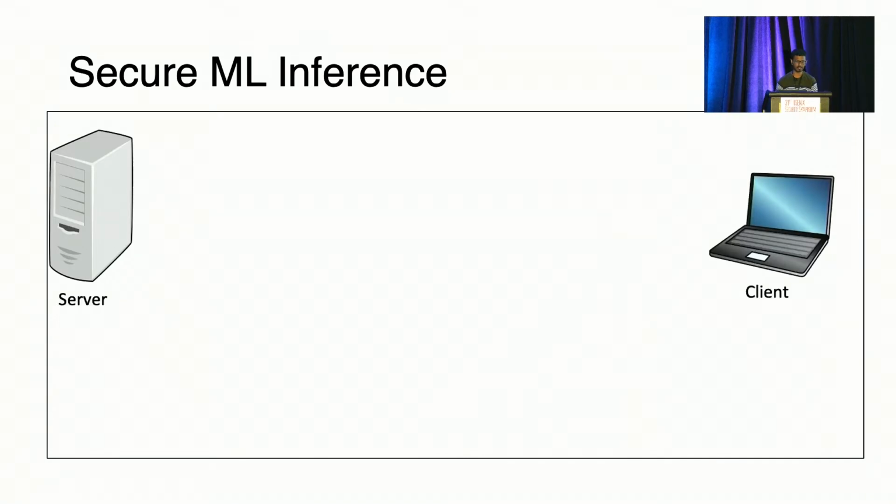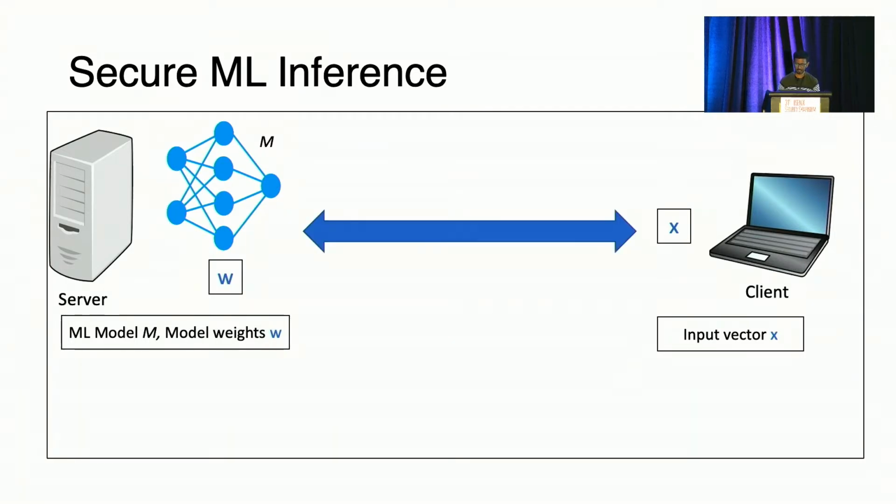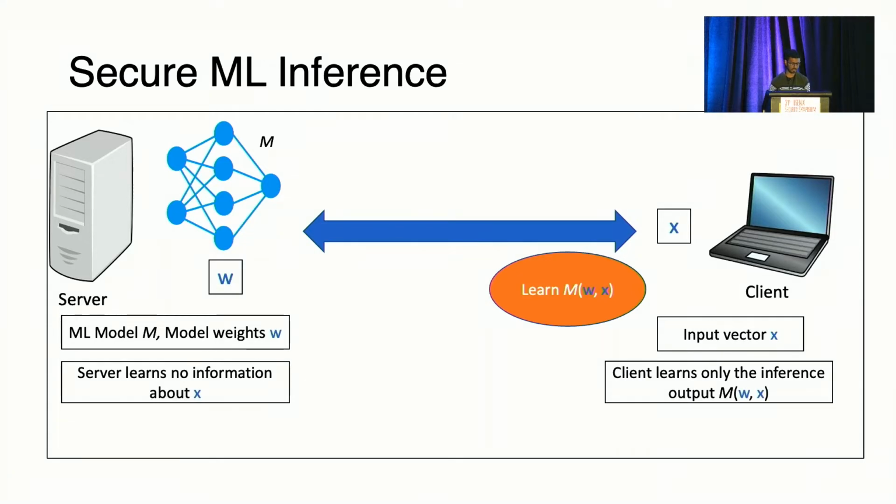Here you have the two parties, the server and the client. The server holds the ML model M and weights W, and the client holds the input vector X. The two parties then interact in order to allow the client to learn the inference output. We want this security guarantee from the interaction: the server learns no information about the private input of the client, and the client learns only the inference output. This can be realized through secure multi-party computation, which is a classic cryptographic technique.